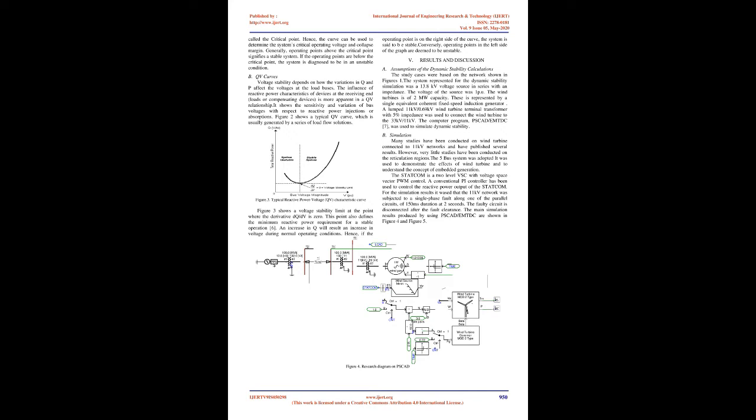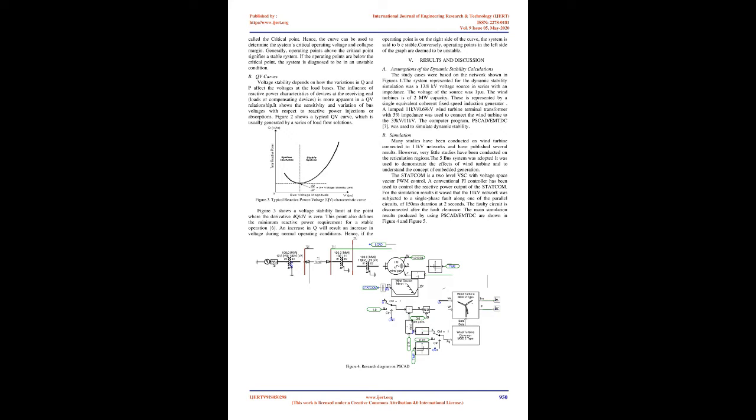Generally, operating points above the critical point signify a stable system. If the operating points are below the critical point, the system is diagnosed to be in an unstable condition. QV curves. Voltage stability depends on how the variations in Q and P affect the voltages at the load buses.